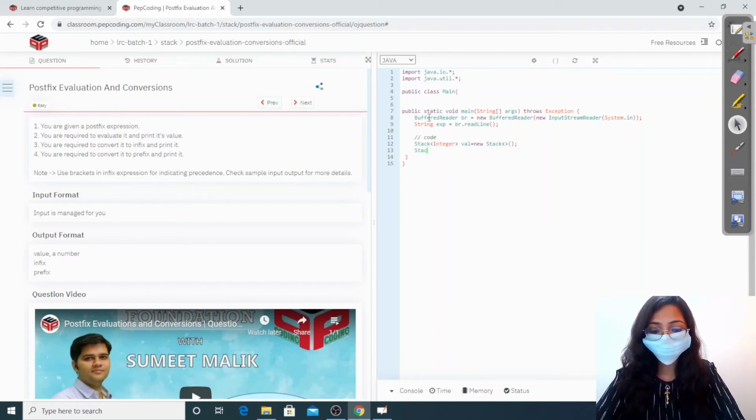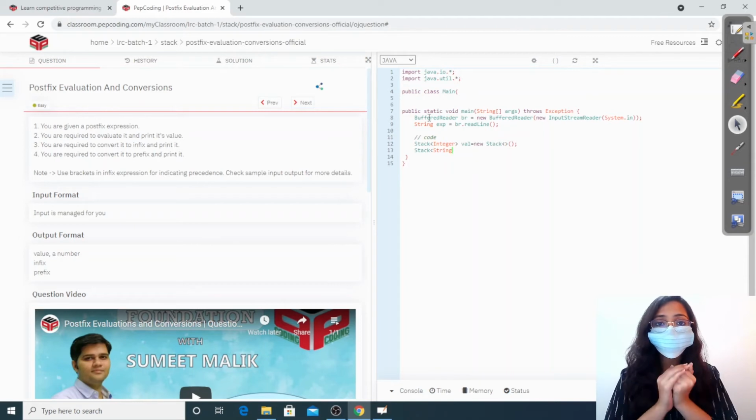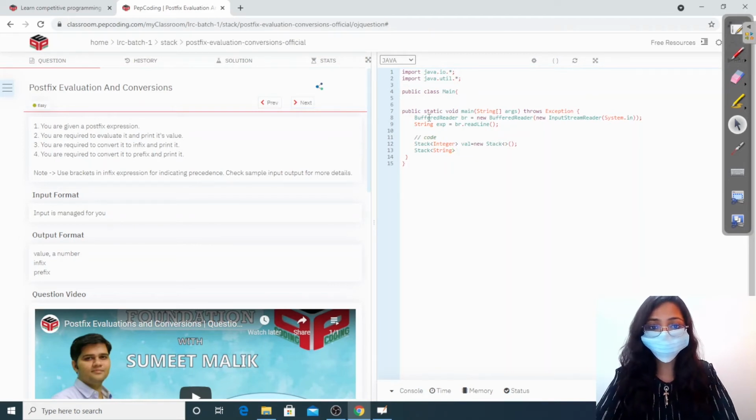Next, we have another stack of string type, right? Because infix and prefix expressions which we are returning should be of string type. So we want this to be returned. Let us take this as prefix. And then we want one for infix expression. So we have string and we are going to create for infix.